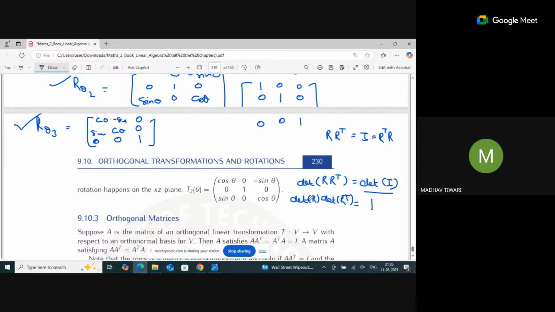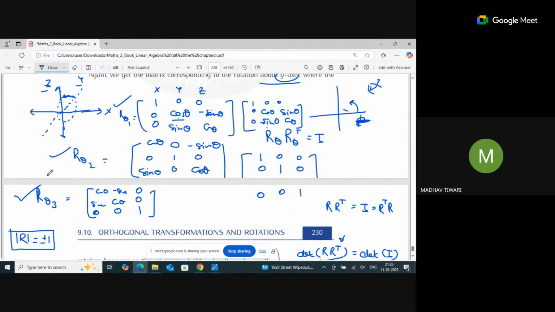The determinant of R transpose will be the same as that of R, right? So I can say determinant of R square is equal to 1. So what will be the determinant of R? It will be plus or minus 1. If this question is asked in an examination, you can directly write that the determinant of R R transpose will be 1, but the determinant of R will be plus or minus 1.